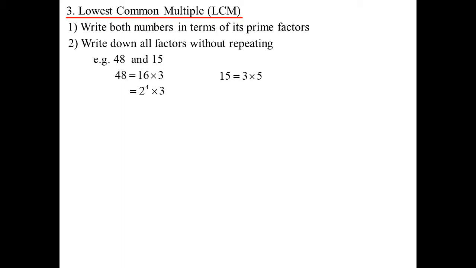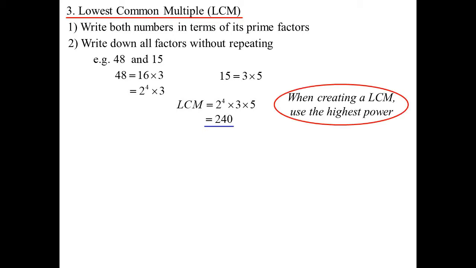So this is the one, like a fraction. If it's not there, put it down. So 2 to the power of 4, not there, put it down. 3, not there, put it down. I go to the next number. 3, oh, it's there, I don't have to worry about it. 5, not there, put it down. So the lowest common multiple is 240. So that's the smallest number that both of these two will divide into.